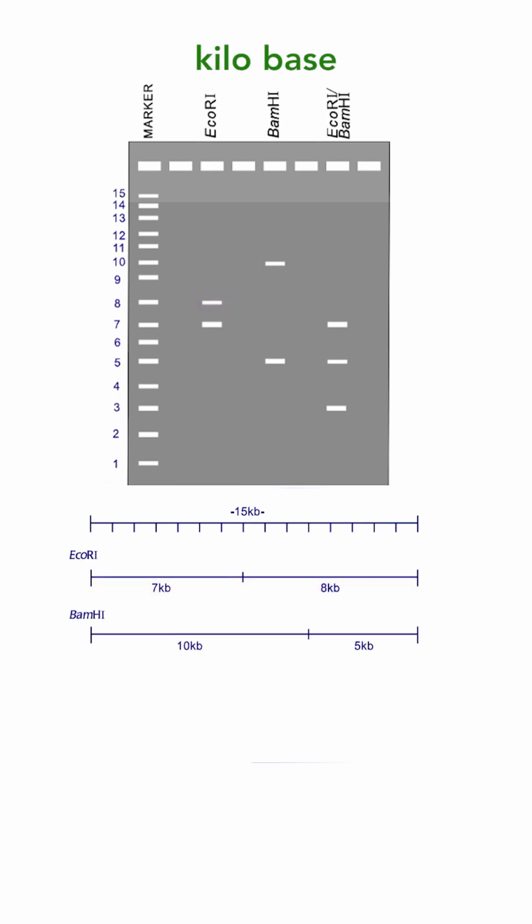When the 15 kilobase DNA is cut with another enzyme, BamHI, two bands result, 10 and 5 kilobase. It also cuts the DNA once, though the relative order of the BamHI and EcoRI sites is not known.